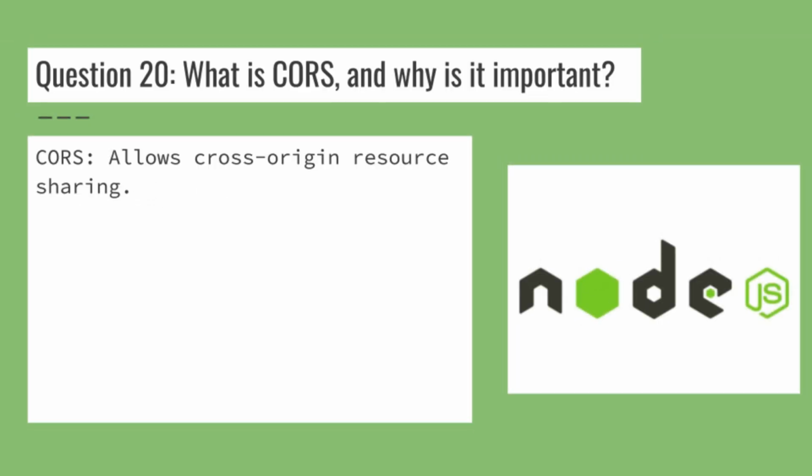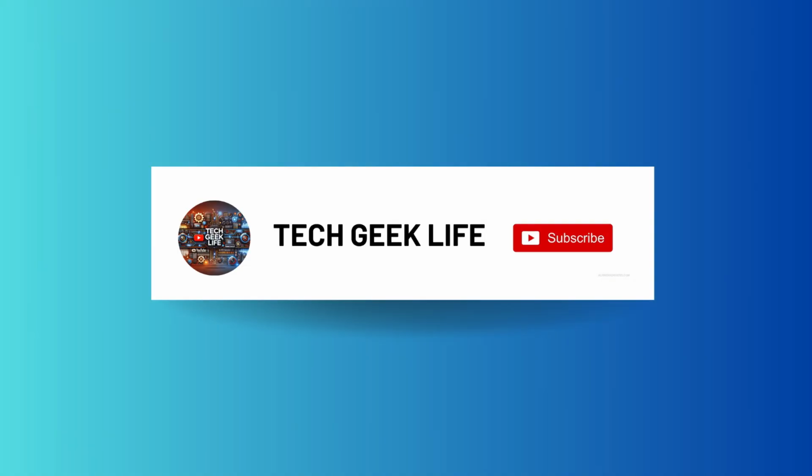What is CORS and why is it important? CORS stands for Cross-Origin Resource Sharing. It's essential for security, enabling controlled access to resources from different origins, which you can manage with headers or middleware like CORS in Express. And that's our top 20 Node.js interview questions covered.